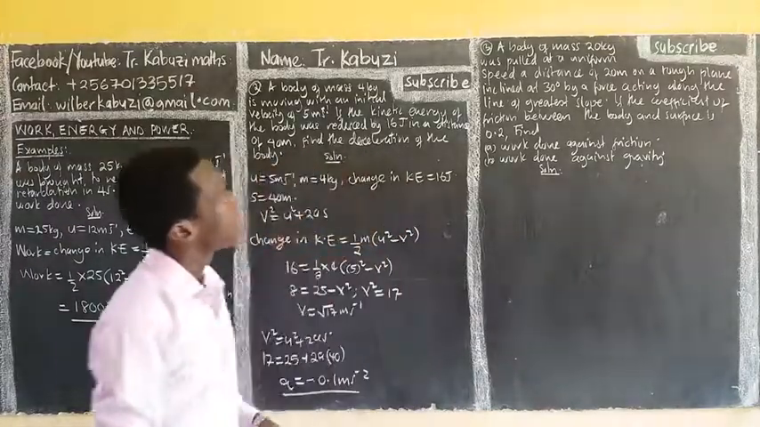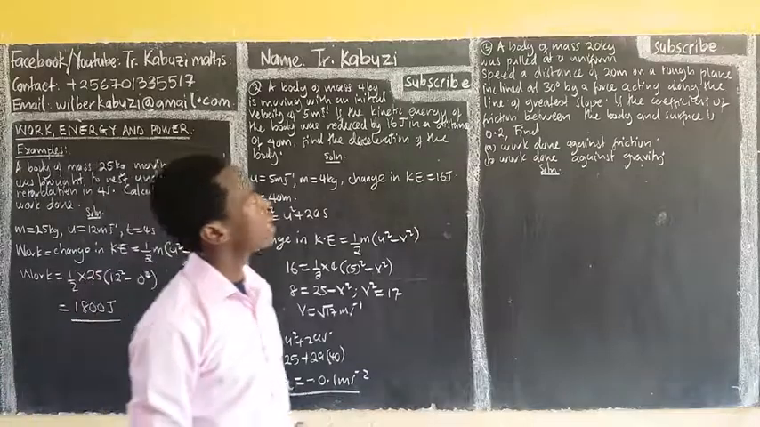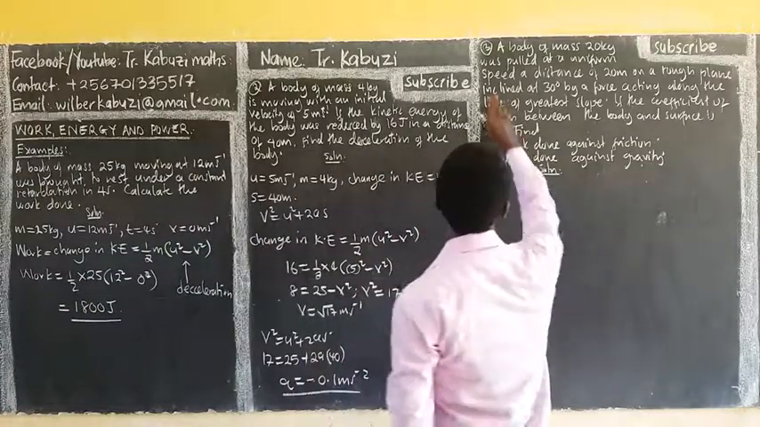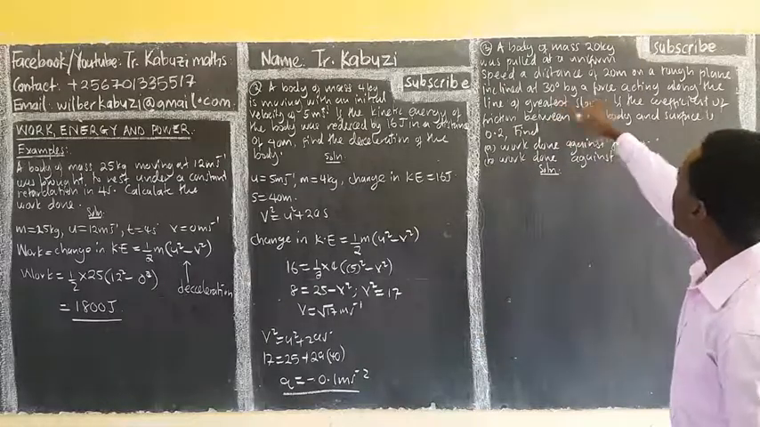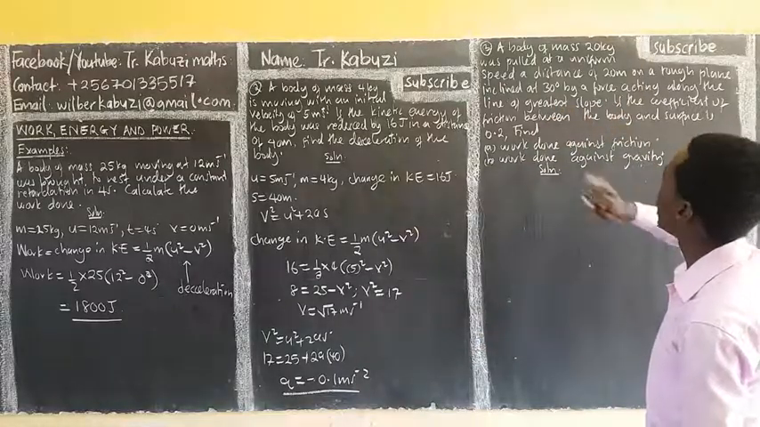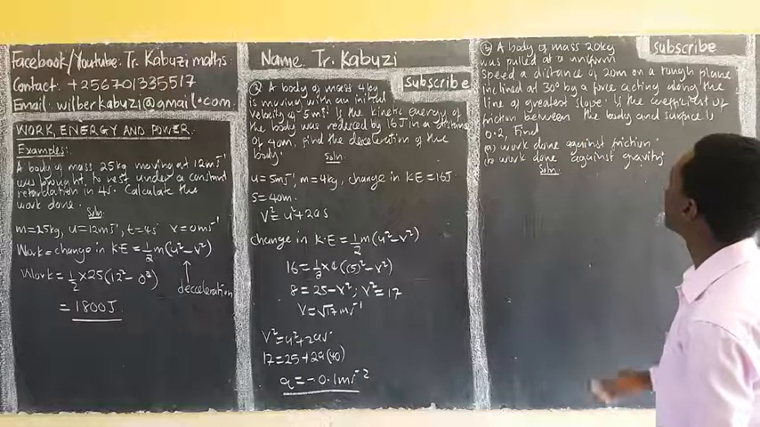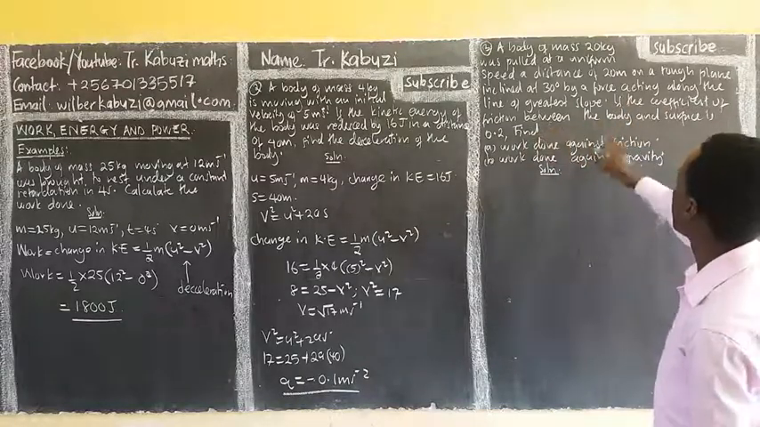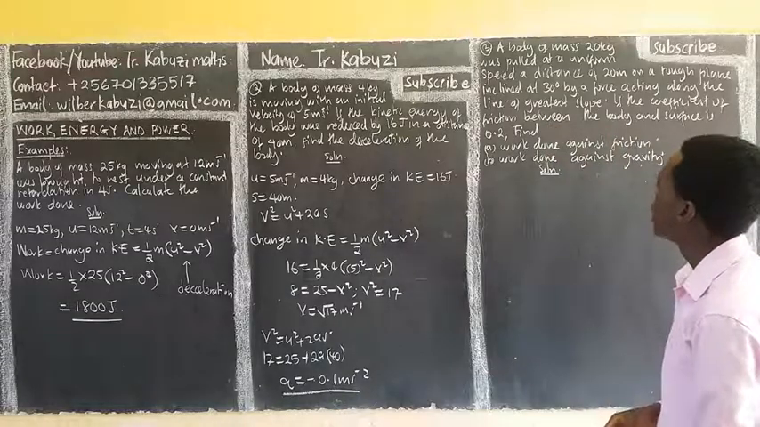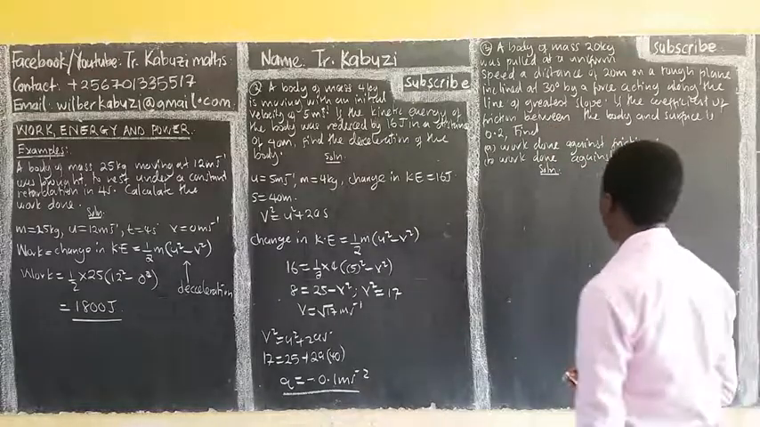The body of mass 20 kilograms was pulled at a uniform speed. Whenever I see uniform speed, it means that there was no acceleration. A distance of 20 meters on a rough plane inclined at 30 degrees by a force acting along the line of the slope. If the coefficient of friction between the body and the surface is 0.2, find the work done against friction.